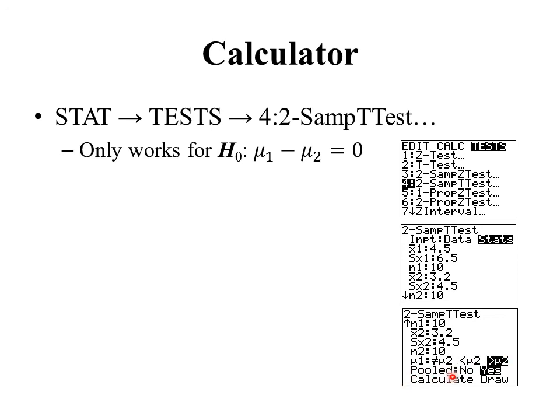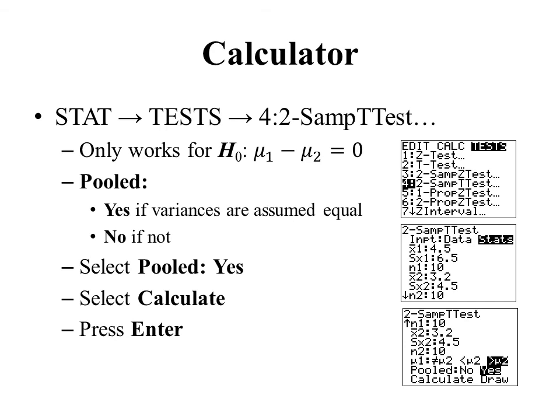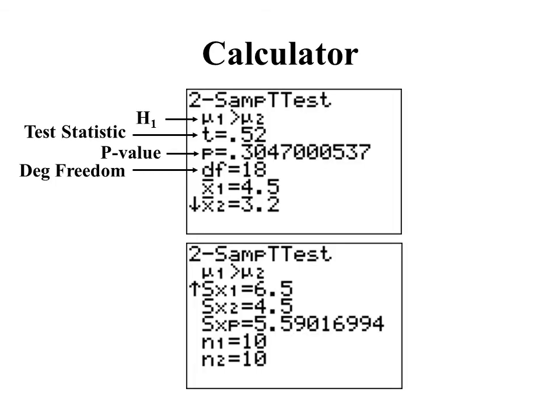Next, we need to choose either pooled, no, or yes. And we determine which option to choose there based off of that assumption of whether the population variances are assumed to be equal or not. We choose yes if the variances are assumed to be equal, and no if they are not assumed to be equal. Now in this case, we are assuming that the population variances are equal, so we're going to select pooled yes. And then select calculate and press enter, and we should get a window that looks like this up here.